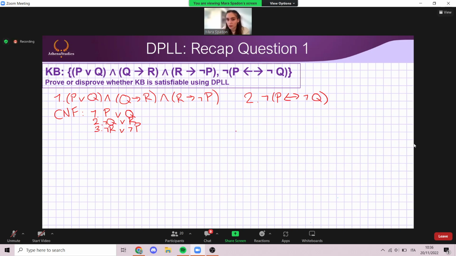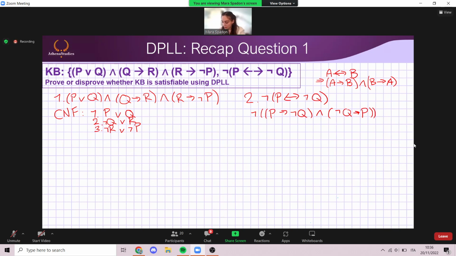If we do the same for the second one, do you remember what we do with the bi-implication? If we have A if and only if B, then we rewrite it so we have A implies B and B implies A. Like that. So if we would rewrite it, what do we get? We get not P implies not Q and not Q implies not P. Right? I'm just having both implications here.